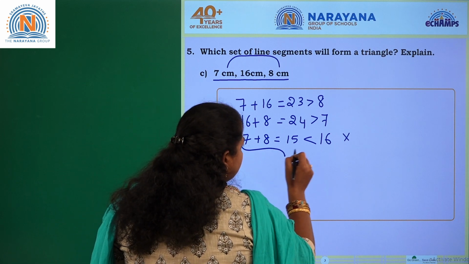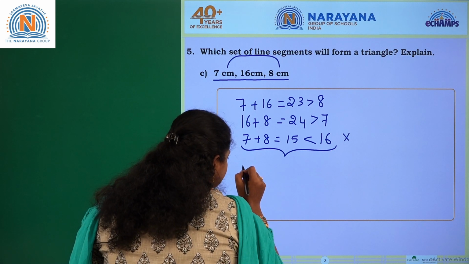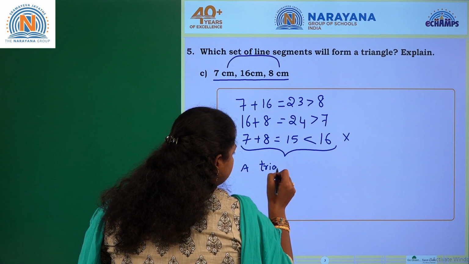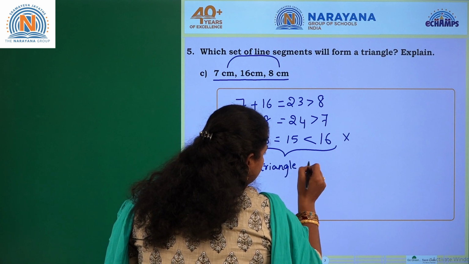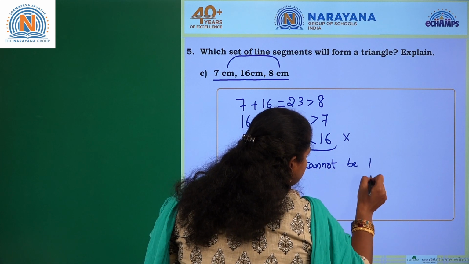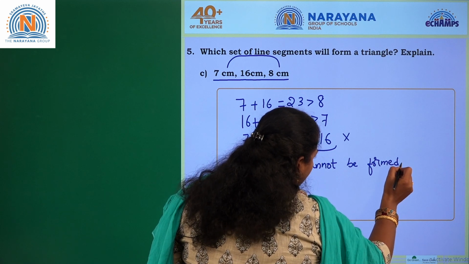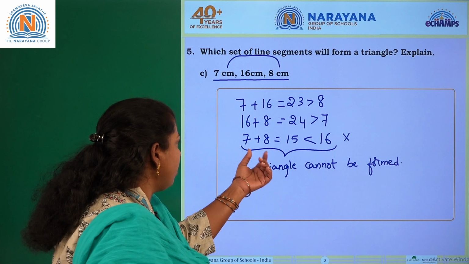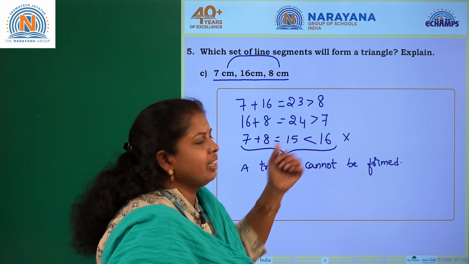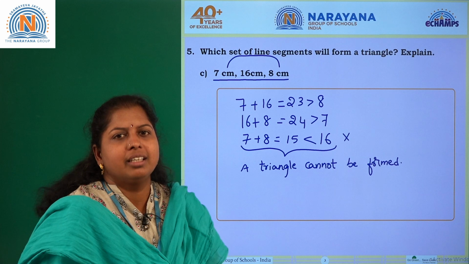True, you cannot form a triangle based on this. A triangle cannot be formed. Why? Because, you can write, because the sum of two sides' lengths is less than the third side. A triangle cannot be formed. Like this you can conclude the problem.